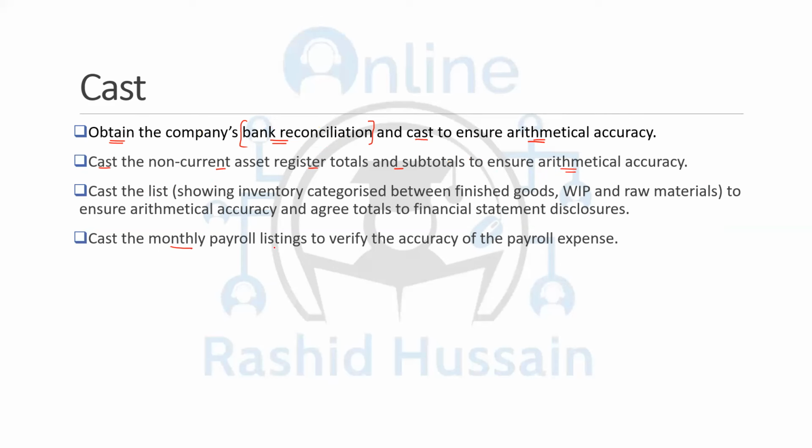Cast the monthly payroll listing to verify the accuracy of the payroll expense. Now, casting is the action. What you are casting, the payroll listing, this is the subject. And why are you doing that? To verify the accuracy of the payroll expense in the statement of profit or loss.